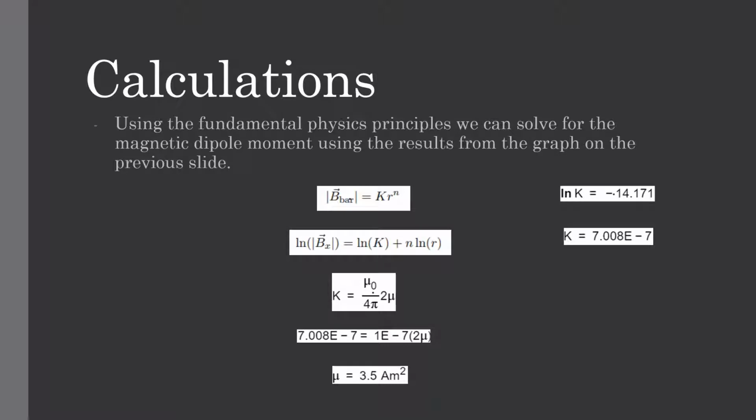Using the fundamental physics principles discussed earlier, along with the data listed on the graph and spreadsheet, we can solve for the K value and the value for the magnetic dipole moment. The calculated K value came out to be 7.008 times 10 to the negative 7th, which was then used to calculate the value for mu, which came out to be 3.5 amperes times meters squared.